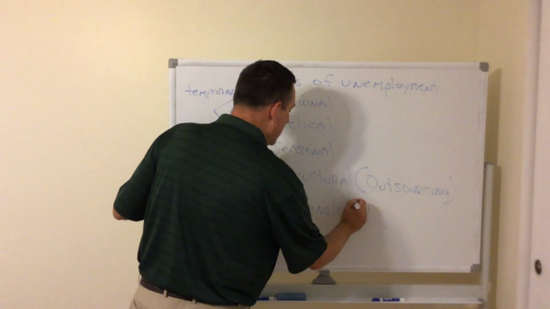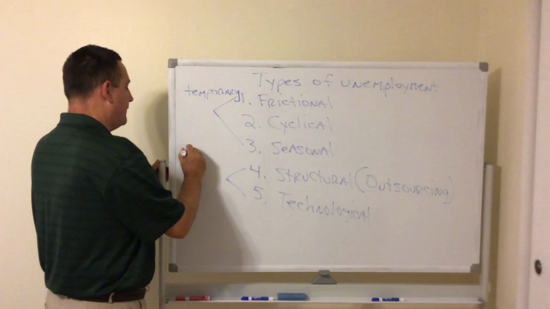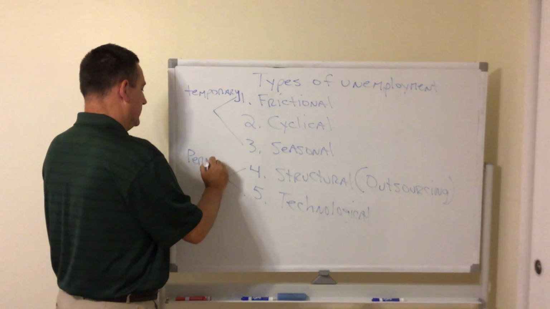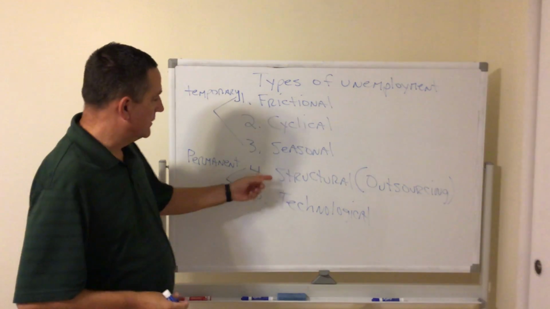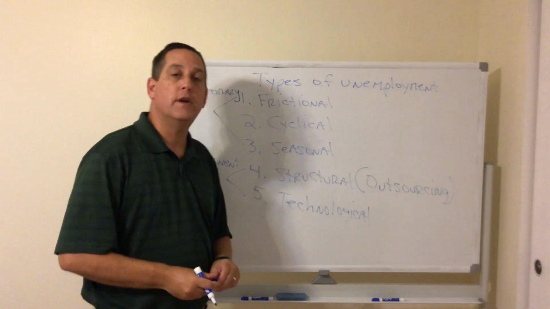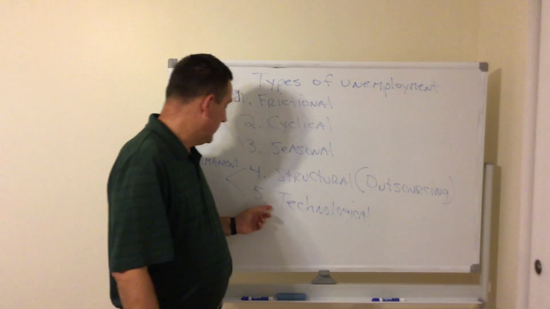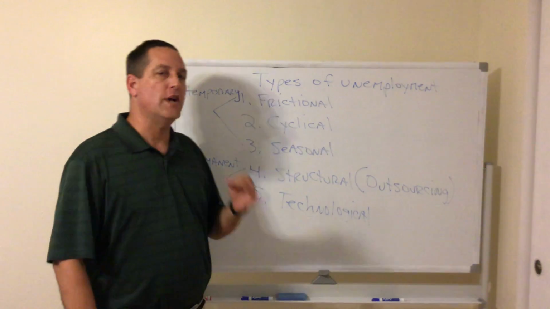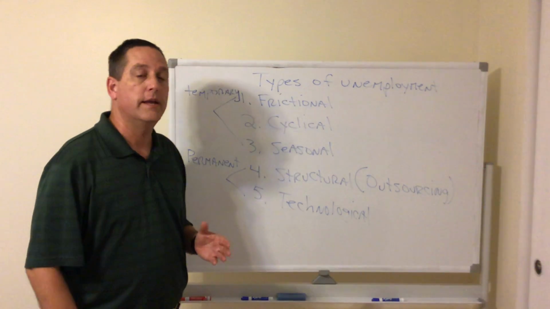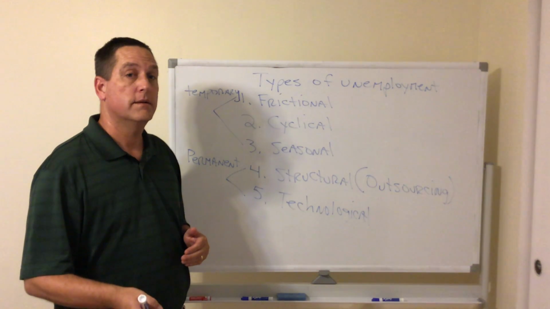Okay? The last form of unemployment is similar, and that's technological unemployment. These two forms are permanent. These last two forms, structural and technological unemployment, are much more serious because they're permanent. Okay? With technological unemployment, it's not that your job skills are no longer necessary, it's that your job skills are now being done by a machine.